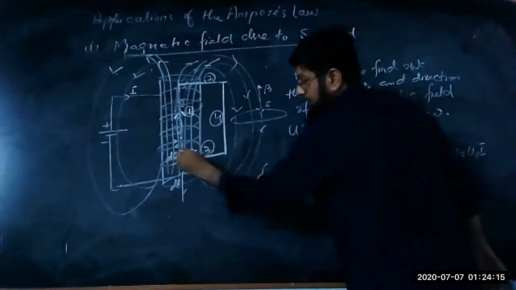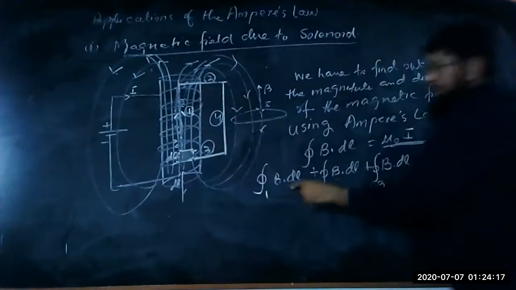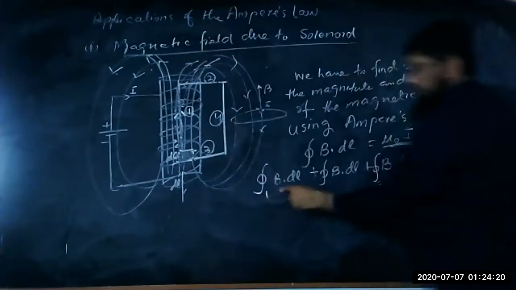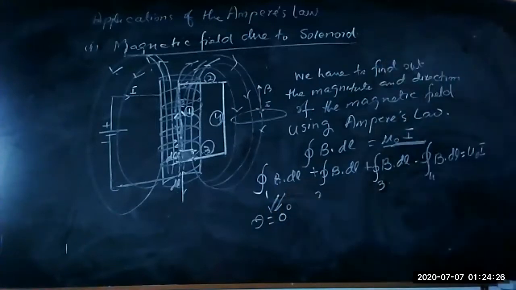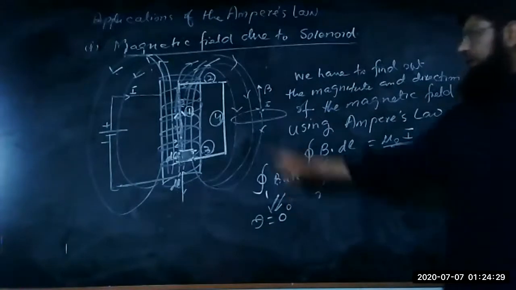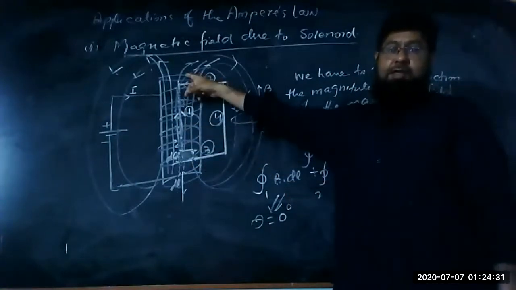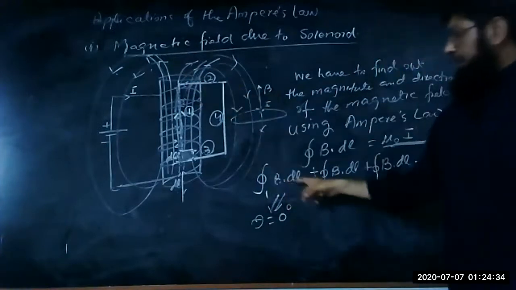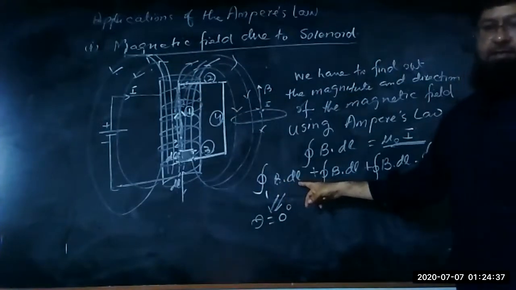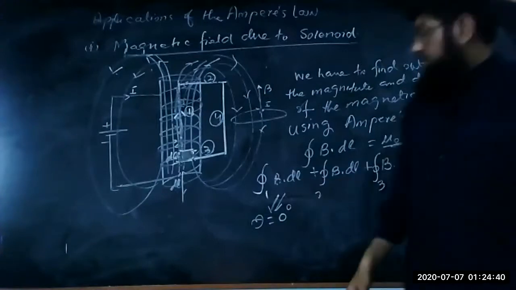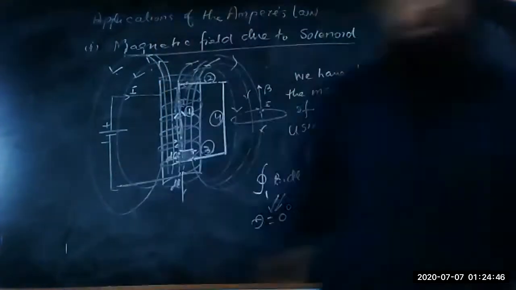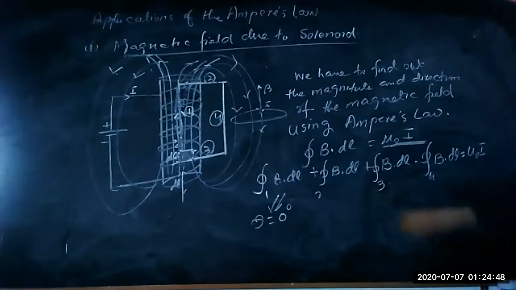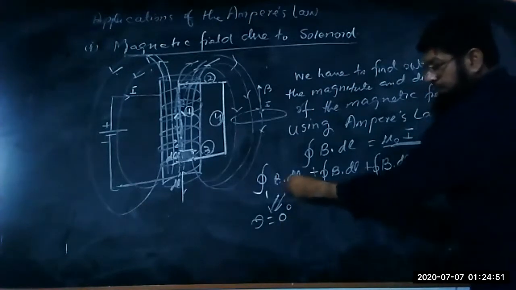This segment is dl, so dl is along the direction of B. So in this case, theta is equal to 0 degrees. It means the magnetic field is along the direction of dl, so the angle is 0 degrees and B dot dl is equal to B dl cos theta, and cos 0 degrees is 1, so therefore B dot dl is equal to B dl.